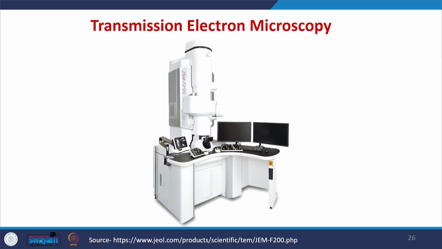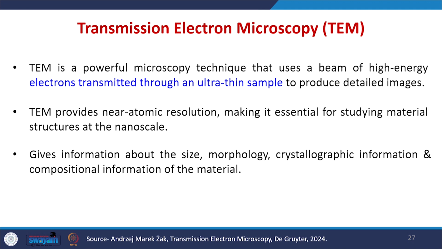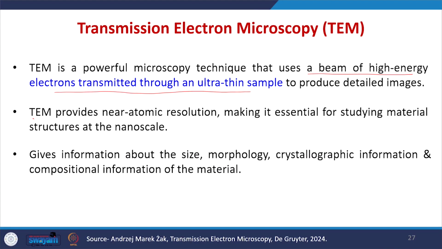I hope you understood the basics and theory of the scanning electron microscope. The next technique is transmission electron microscopy. The transmission electron microscopy is a powerful technique that uses a beam of high energy electrons that is transmitted through an ultra thin sample to produce detailed images. So, here the electrons are transmitted through the sample. That is why it is called transmission electron microscope, and this TEM provides a near atomic resolution, and it will be very useful for understanding the structures at the nanoscale.